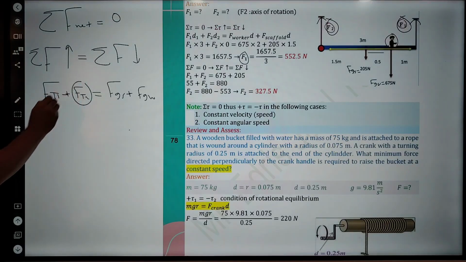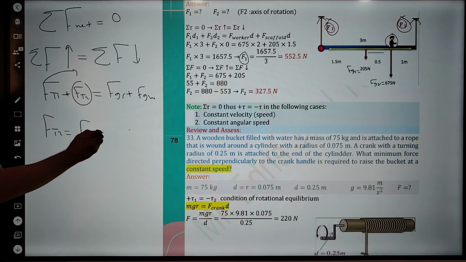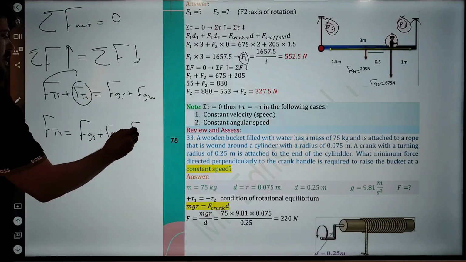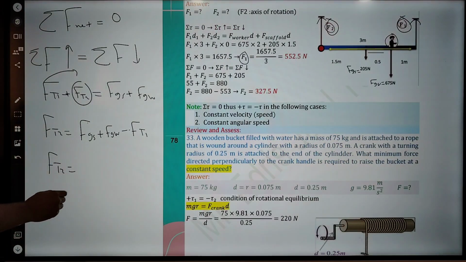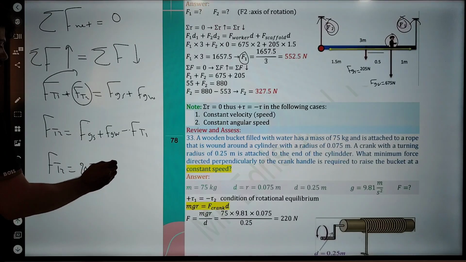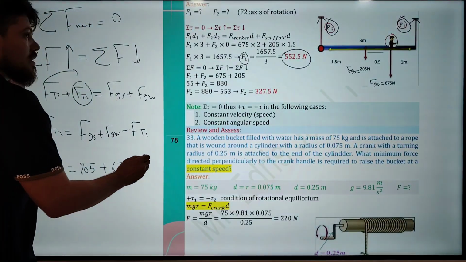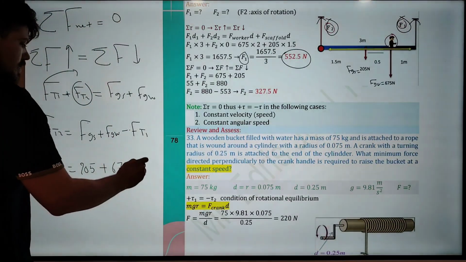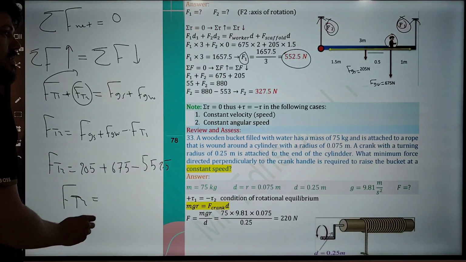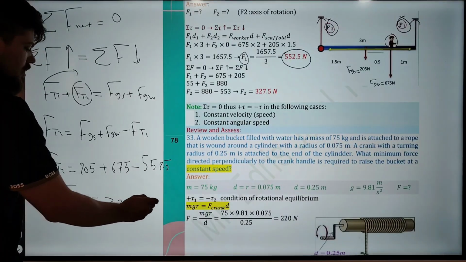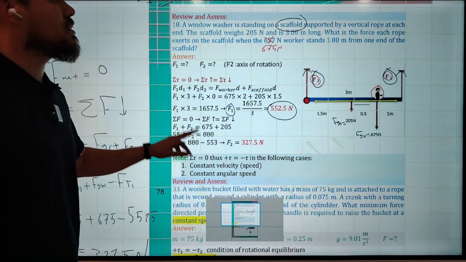So in that case, what is unknown? Ft2. For Ft2, we have to take Ft1 to the other side. So Ft2 equals Fg scaffold plus Fg worker minus Ft1. Fg scaffold was given 205 plus 675 minus Ft1, we found 552.5. So Ft2 is equal to what? Is equal to 327.5 Newton. Okay, so this is question 18 in chapter review. Very good question. Be careful.